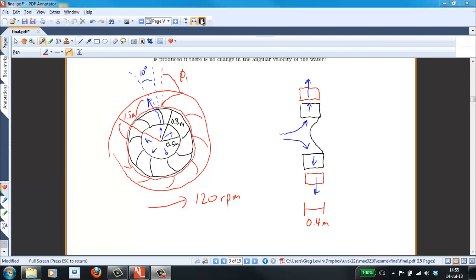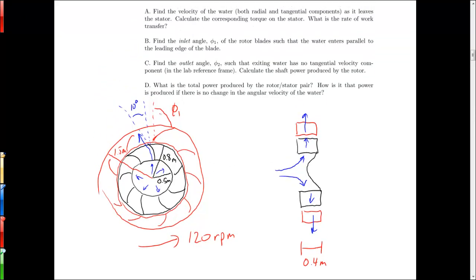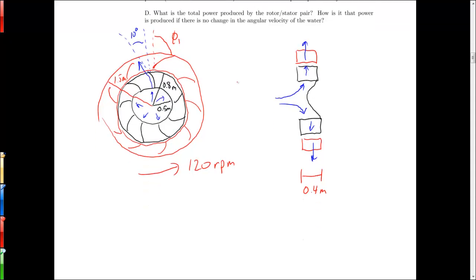So let's look first at the stator, part A, which asks us: find the velocity of the water, both the radial and tangential components, as it leaves the stator. Calculate the corresponding torque on the stator. What is the rate of work transfer?